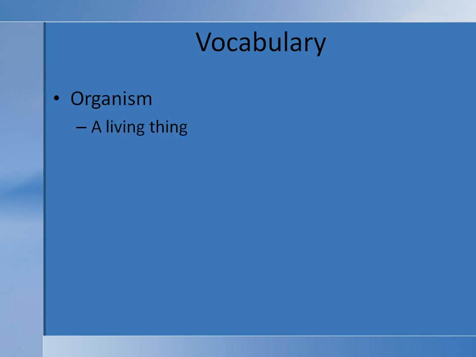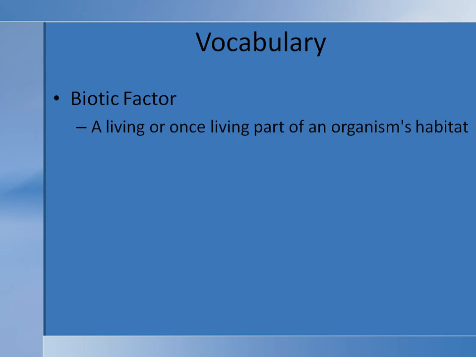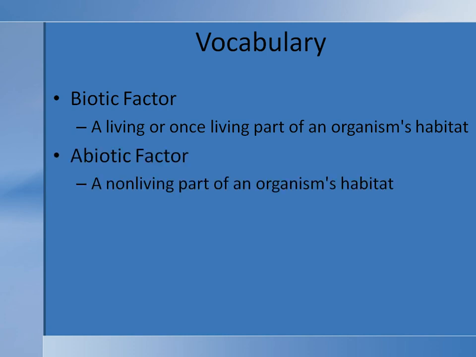The first word we need to talk about is organism, which is a living thing. This is followed by habitat, which is an environment that provides the things a specific organism needs to live, grow, and reproduce. Then we had biotic factor, which is a living or once living part of an organism's habitat. And of course, if you have biotic, you also have abiotic, which are the non-living parts of an organism's habitat.